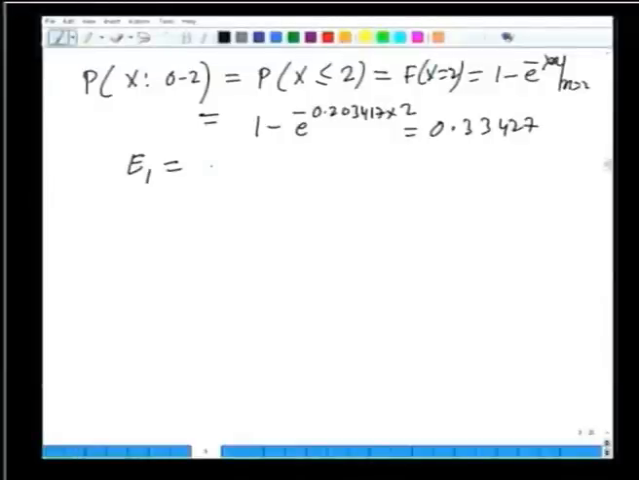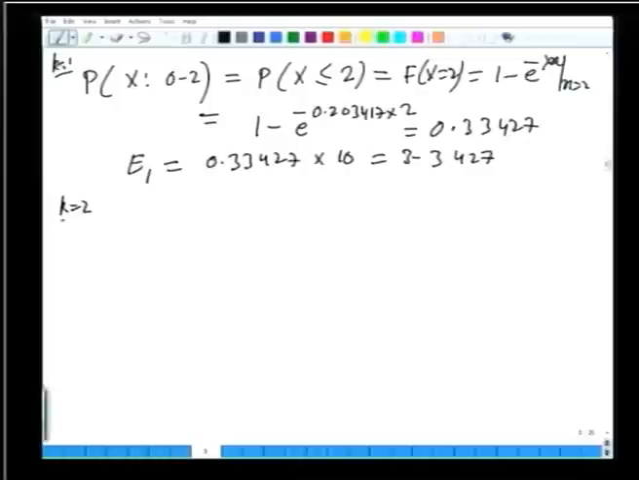So then what you do is you just find out the expected number, which will be 0.33427 multiplied by 10. So it will be 3.3427. Okay, it can be a fraction, it can be a real number, it does not have to be an integer, because we are using the fitted distribution. Let me do one more case for the second cell. This was for, let us say, k is equal to 1. Now we have k is equal to 2.